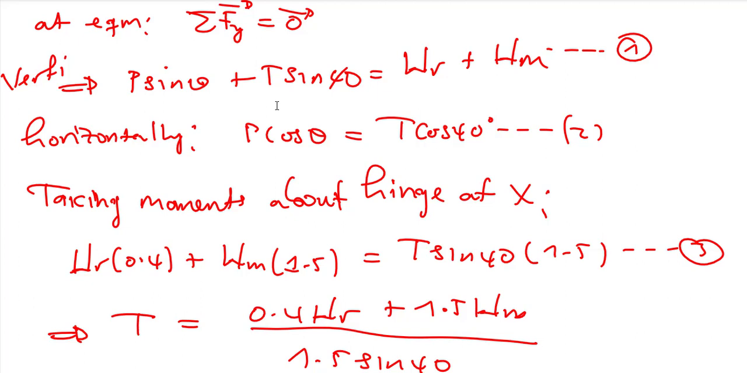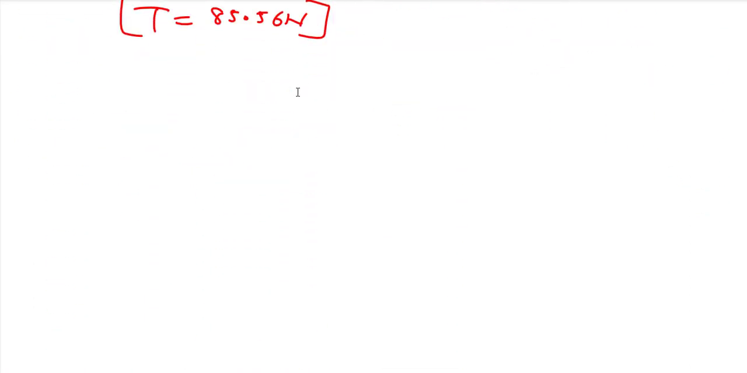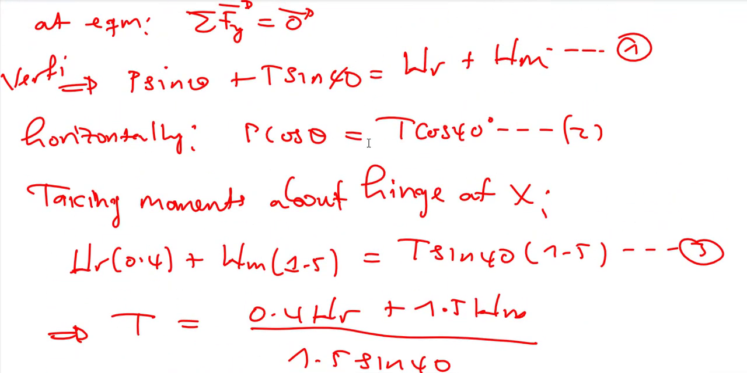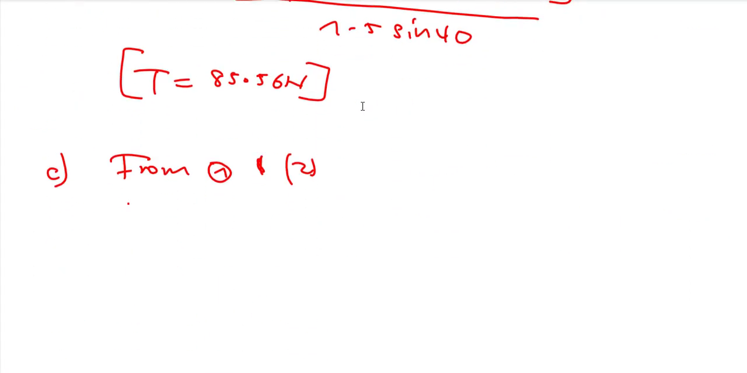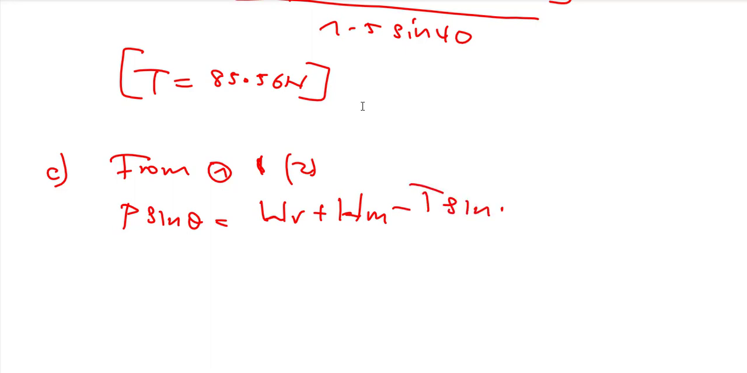Since we already know our tensions, we can use equations 1 and 2 to easily deduce P. From 1 and 2, let's rearrange and see what we have. From equation 1, P sine theta will be equal to WR plus WM minus T sine 40. That was our equation 1 rearranged.